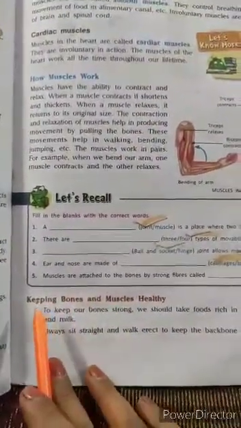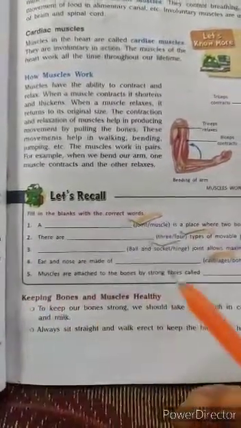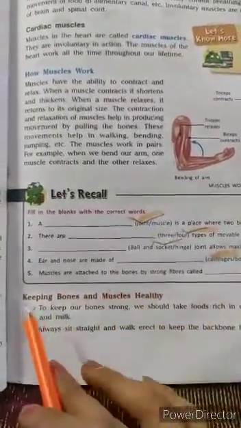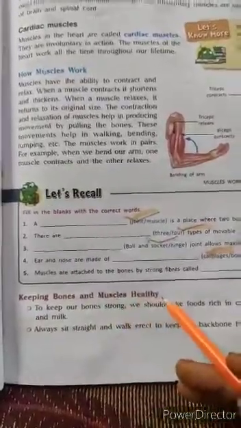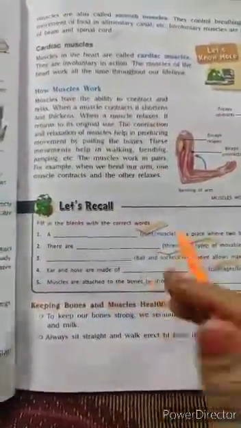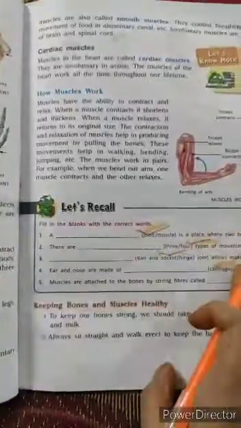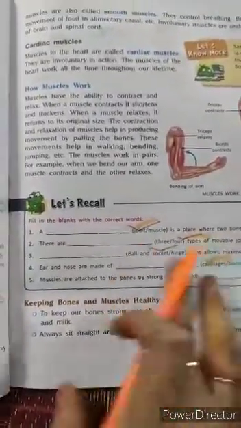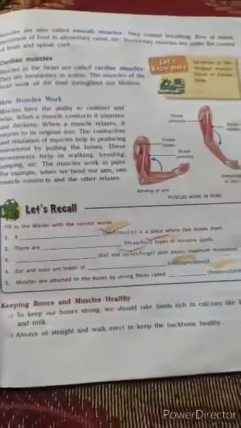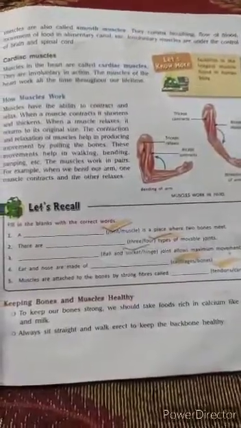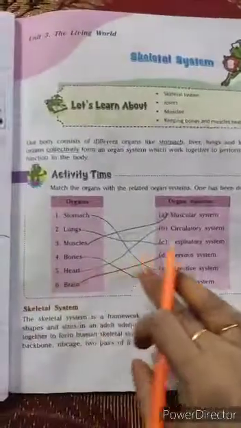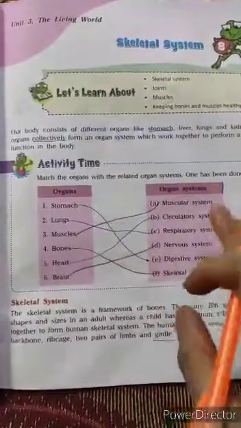Then we will study what steps we should follow in our day-to-day life to keep our bones and muscles healthy. And we will complete this chapter by doing these small exercises given in between the chapter. So I hope the chapter we are going to study is clear to you all. Now let's have a small introduction of this chapter. Let's start it.